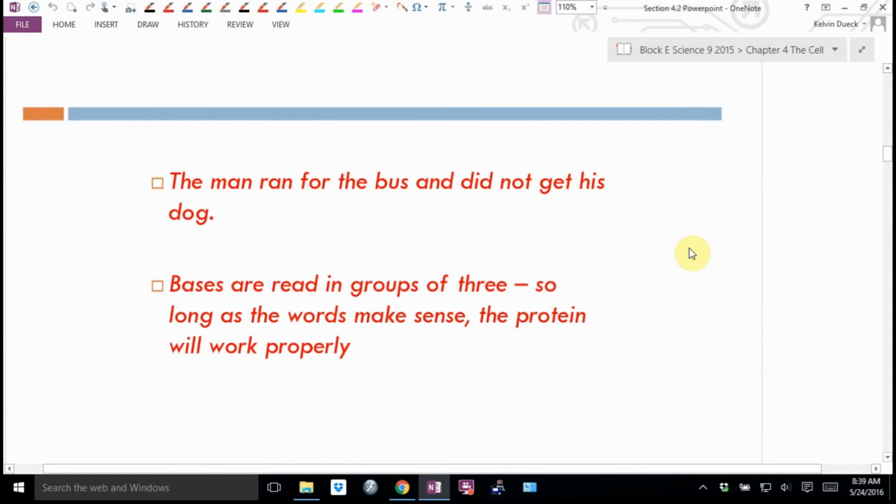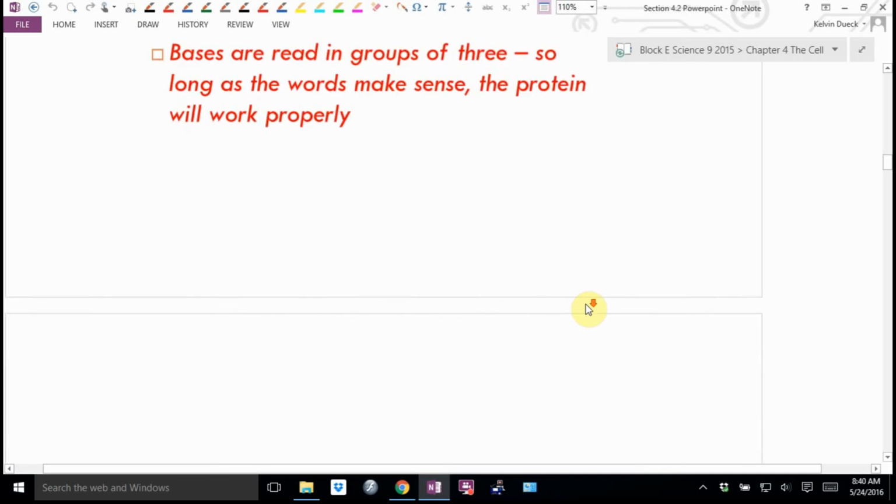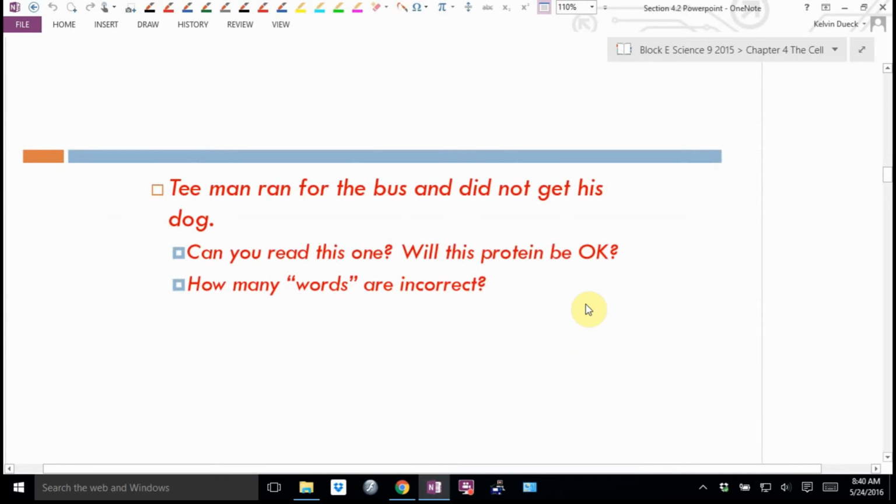Okay? Bases are read in groups of 3. So as long as the words make sense, your DNA code that the ribosomes and that whole procedure looks at will make the correct protein. Can you read that for me, Hannah? T-man ran for the bus and did not get his dog. You can still read it-ish.